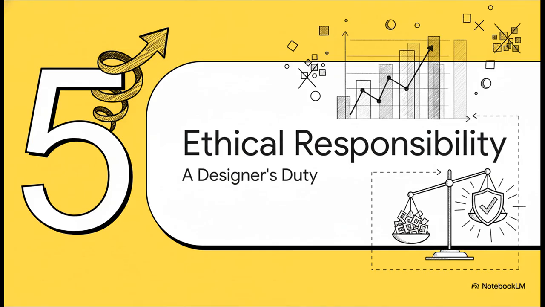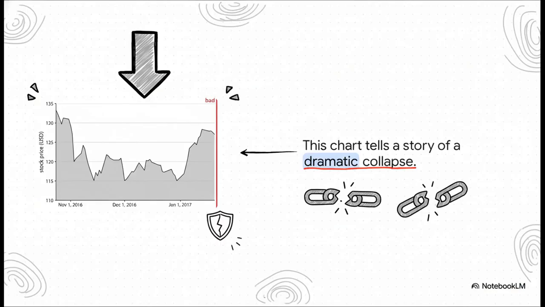But getting rid of all that clutter is not just about making things look nice. It's about being clear and being honest. And that brings us to a really important point, the ethical responsibility we have as designers to show data truthfully. So let's circle back to that chart we started with. The story it's telling is pretty clear, right? A huge collapse. It goes from a peak of over $130 all the way down to almost $115. It looks like a complete crisis.